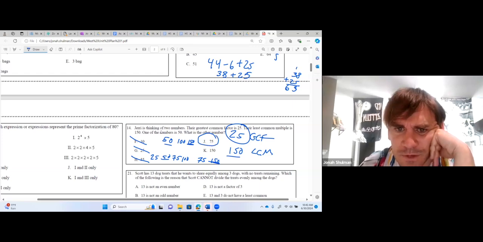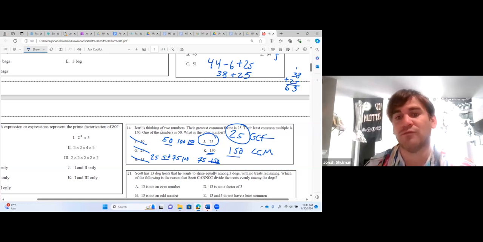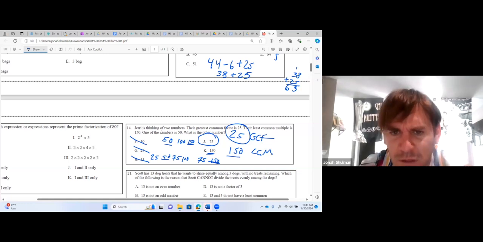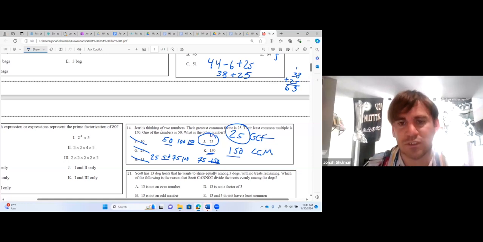Their greatest common factor is 25. Yeah. Oh, because for this one, their greatest common factor is 50 and not 25. So J is your answer here.